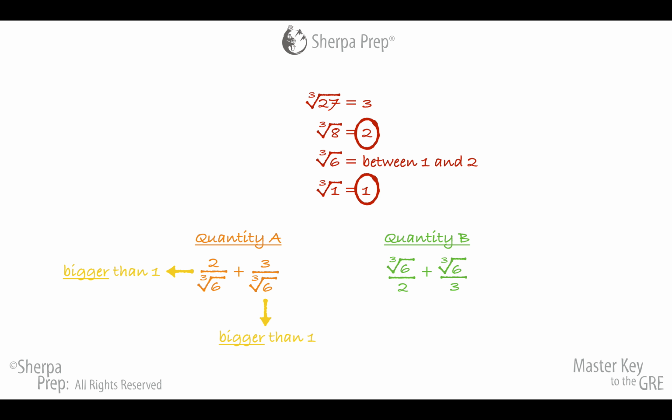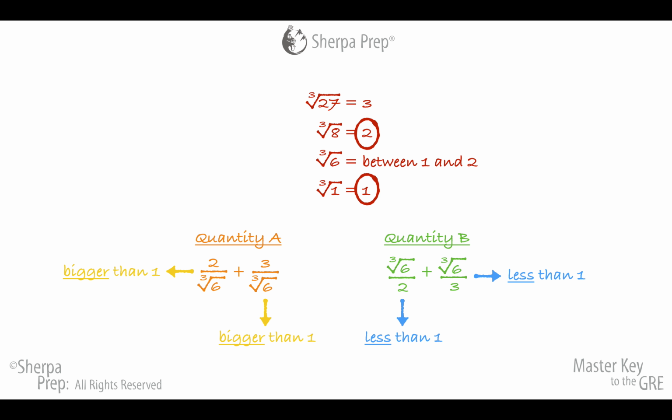And what is quantity B? It's simply the sum of two values less than 1. And we know these values are both less than 1 because, again, the cube root of 6 is somewhere between 1 and 2. That value when placed over 2 is less than 1. And likewise, if the cube root of 6 is a value between 1 and 2 and we place that over 3, that's also a value less than 1.